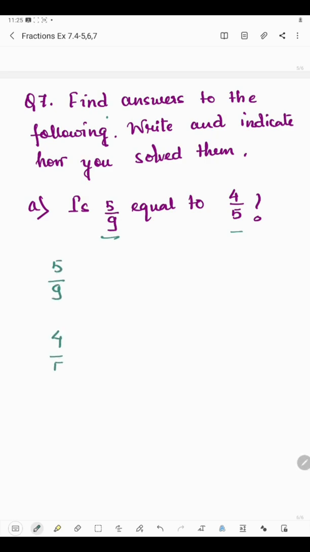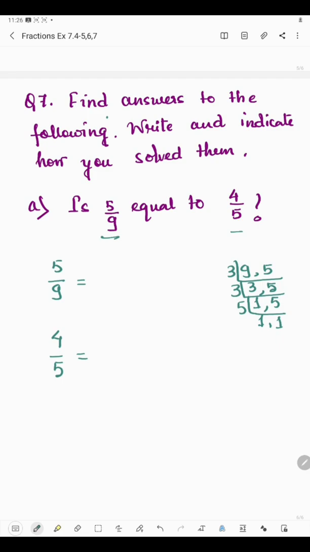So here we have two fractions 5 by 9 and 4 by 5. So we will have to make the denominator the same. So for this you need to find the LCM of 9 and 5. So it's 3 3s are 9, 5 cannot be divided by 3. Then 3 1s are 3, then 5, again 5 1s are 5. So 5 3s are 15, 15 3s are 45.